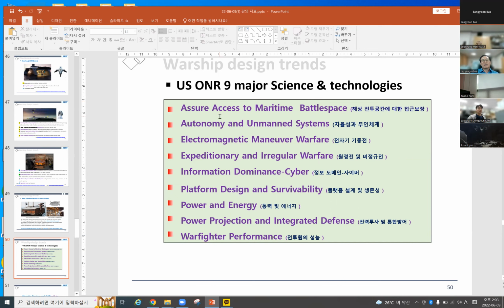These areas: assured access to maritime battlefield space, autonomy and unmanned systems, electromagnetic maneuver warfare, and extraordinary and irregular warfare, information domain, cyber, and platform design and survivability, and power and energy, and power projection and integrated defense, warfighter performance. Many of the things are related to what I already explained before. Especially these are very future battleship technologies needed for development.